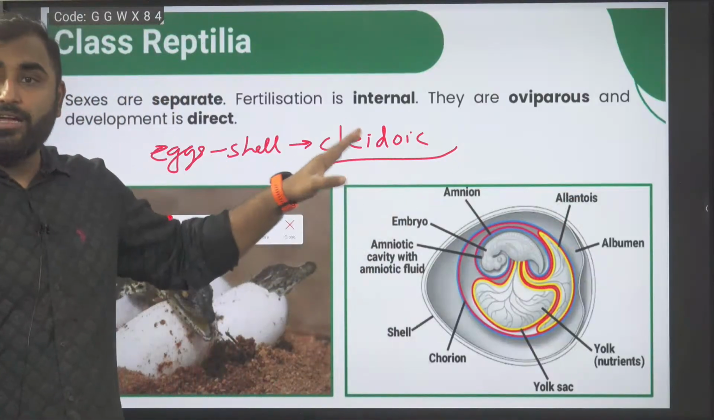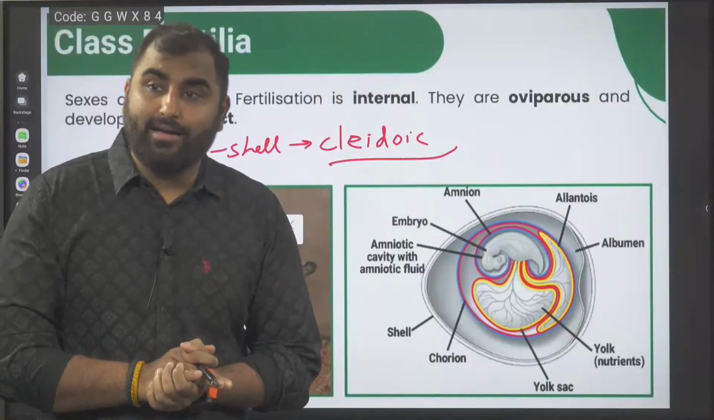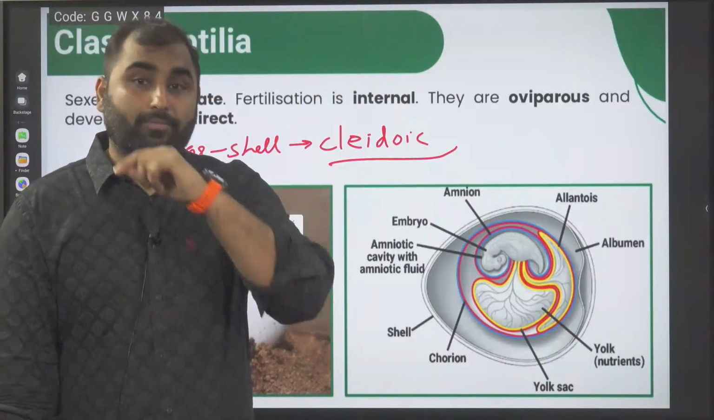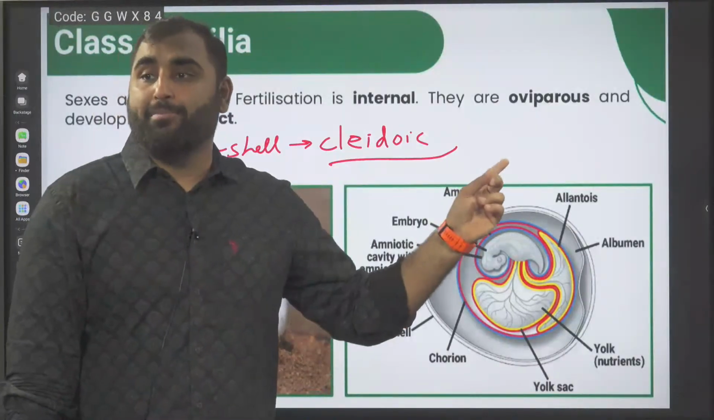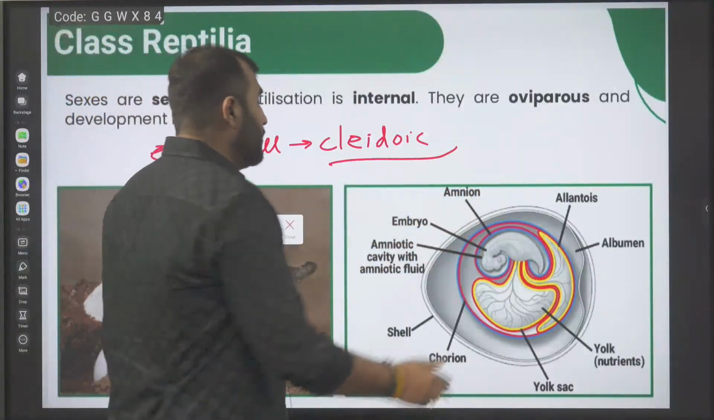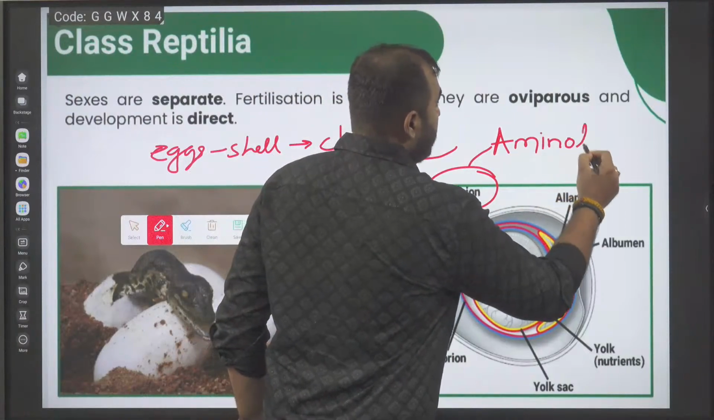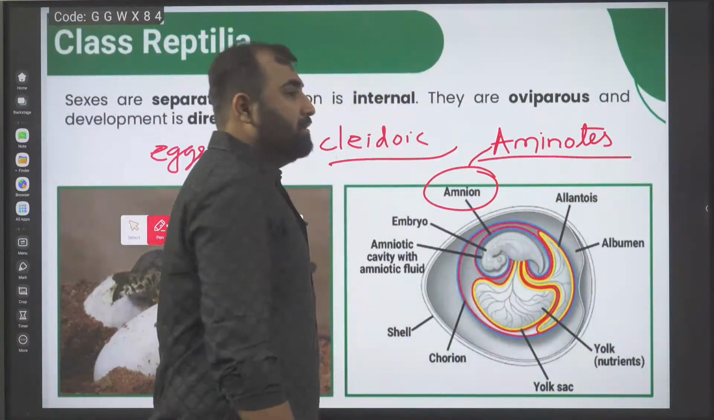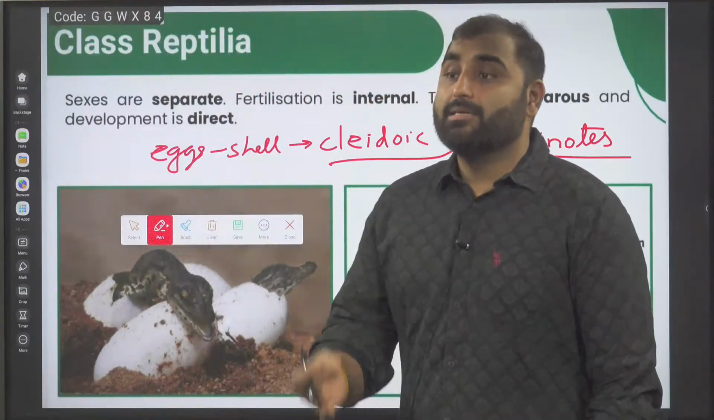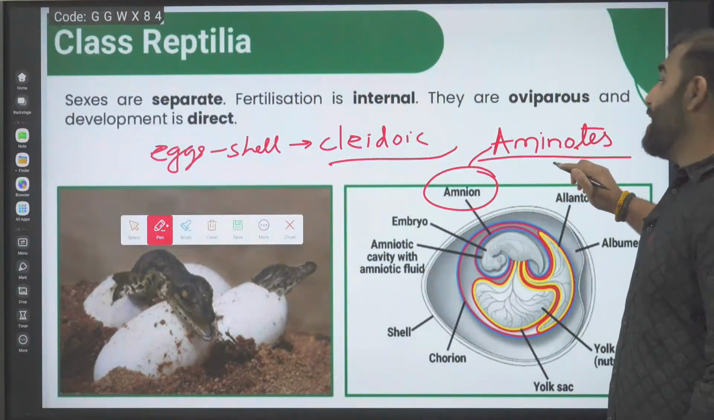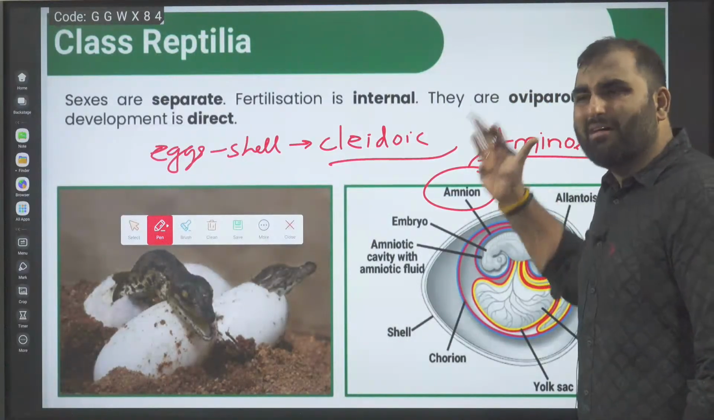And that is also a very important evolutionary step, because that is protecting their embryo from getting dehydrated. And one more structure which developed from reptiles onwards is your amnion. Read this, amnion. Amnion is present. That's why reptiles, aves and mammals are called amniotes. So remember these two words. This may come in the exam.